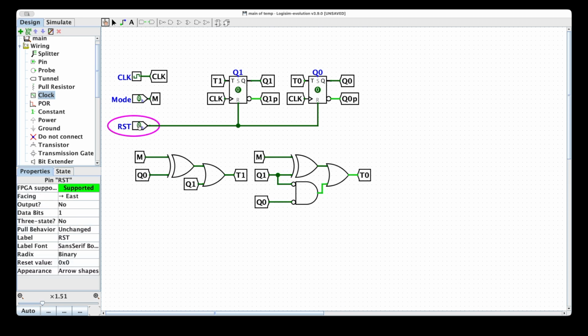When we reset, it's going to be stuck at 0, and we can turn that off and it'll start counting. When mode is set to 0, it'll be counting upwards, so 0, 1, 3, 0, 1, 3. Then when I set mode to 1, it'll be doing the opposite, counting downwards, so 3, 1, 0, 3, 1, 0. And that is all for today.